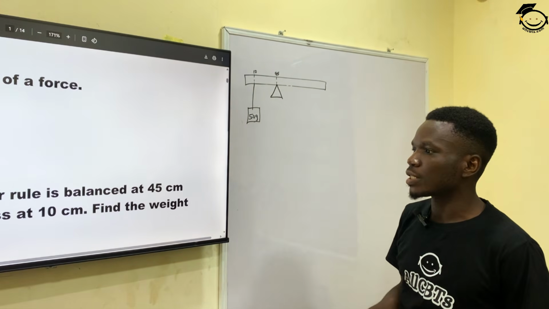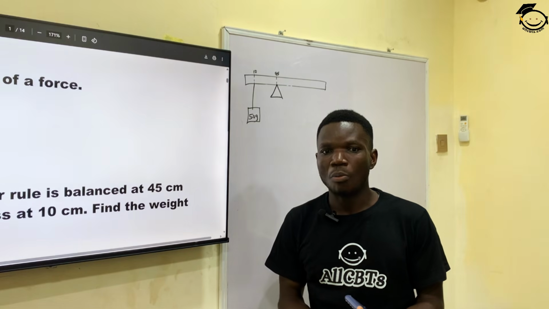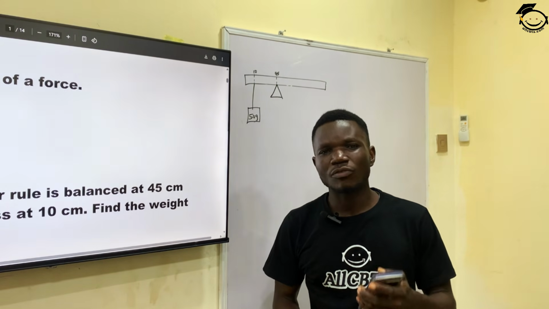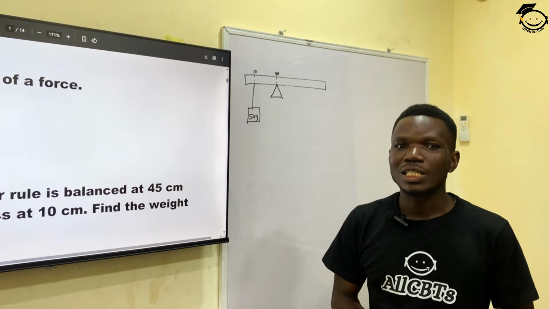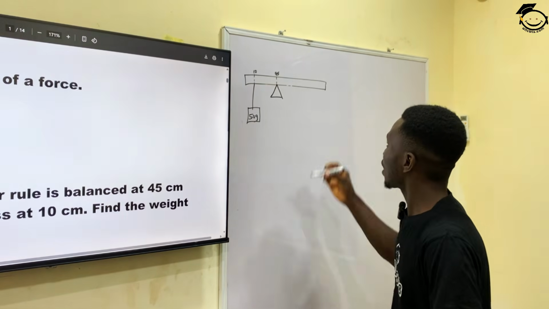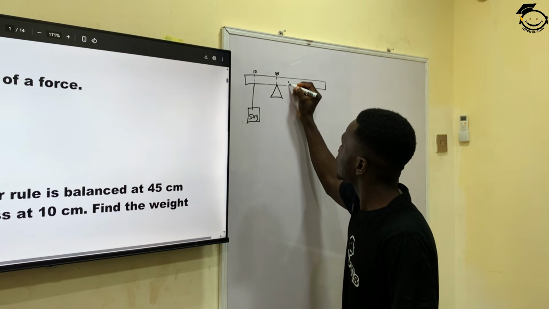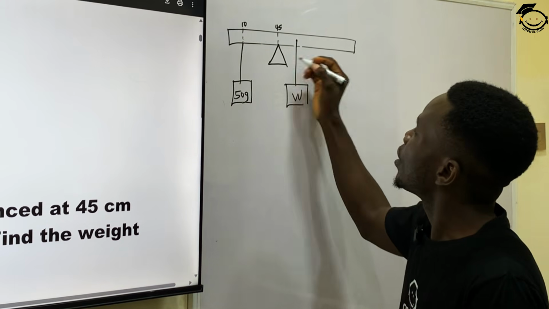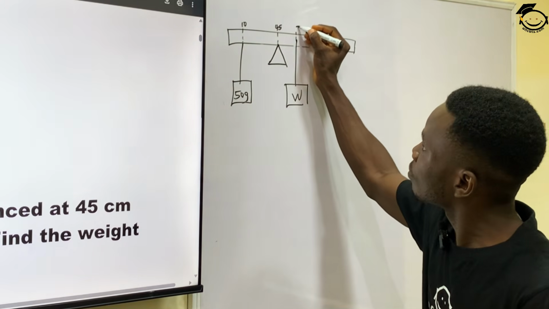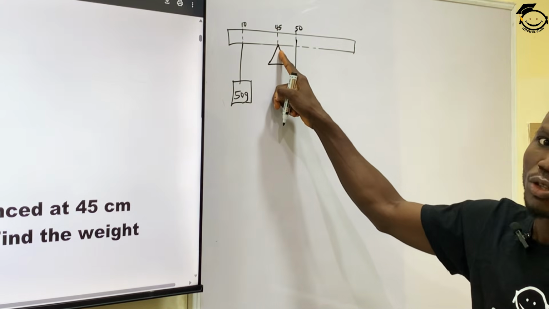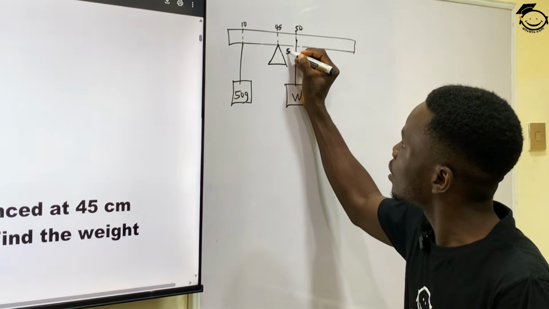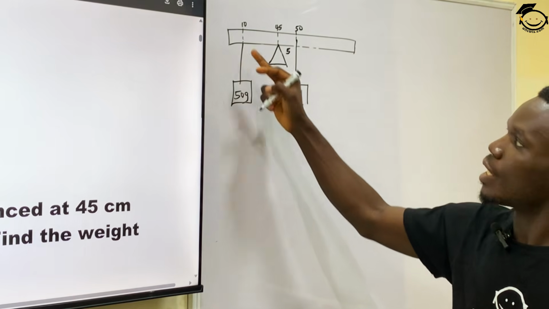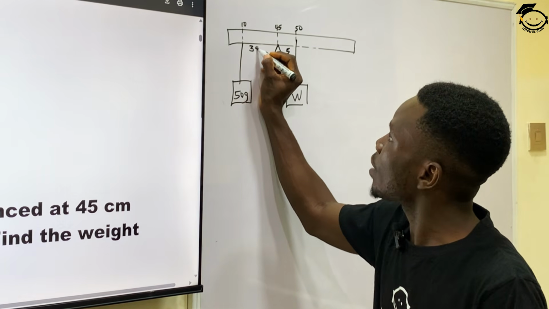Then they said find the weight of the meter rule. To find the weight or mass of the meter rule, the first thing to take into consideration is the center of gravity. The center of gravity of any uniform meter rule is at the midpoint, which is at 50 centimeters. So the weight of the meter rule will act here. From here to this place is 50, and from here to the pivot is 45, so this place here is 5 centimeters. And from here to this place is 45, and from here to this point is 10, so this place is 35 centimeters.